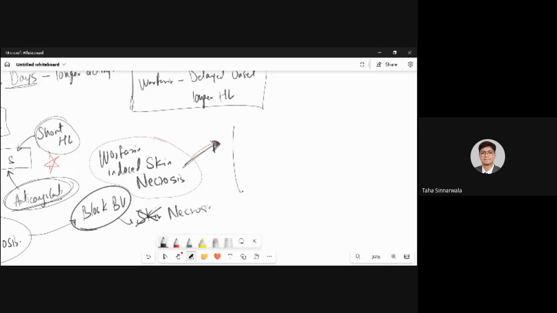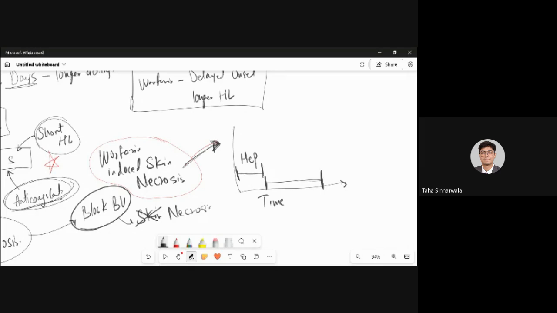Now, let's assume that this is the timeline. We said that heparin works immediately. So let's say this is heparin. Heparin works immediately but has a short half-life. Warfarin has a delayed onset but has a longer half-life.